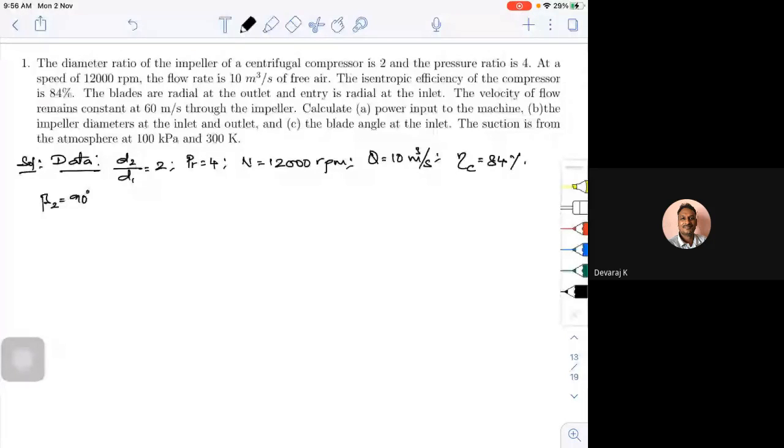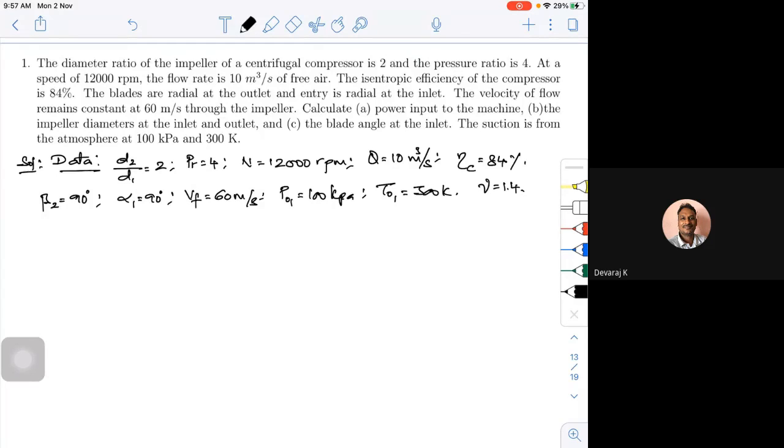The condition is beta 2 is 90 degrees, and it is radial at the inlet. That means my alpha 1 is 90 degrees. That is the meaning of it. And they are telling that my VF1 and VF2 remain the same at 60 meters per second. The suction is from the atmosphere at 100 kilopascals and 300 Kelvin, so both are absolute actually. So P01 is 100 kilopascals and T01 is around 300 Kelvin. This being an air compressor, I can take gamma as around 1.4.